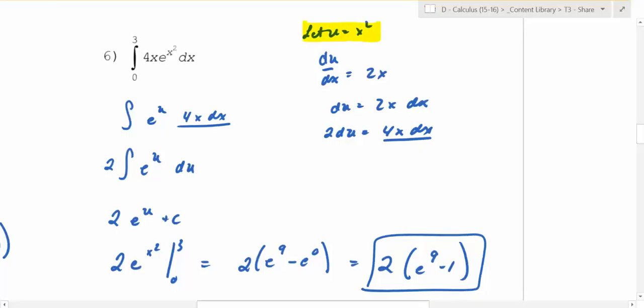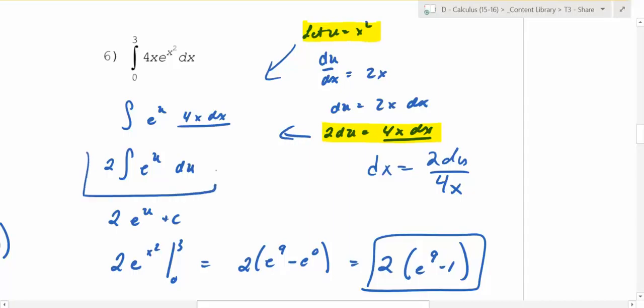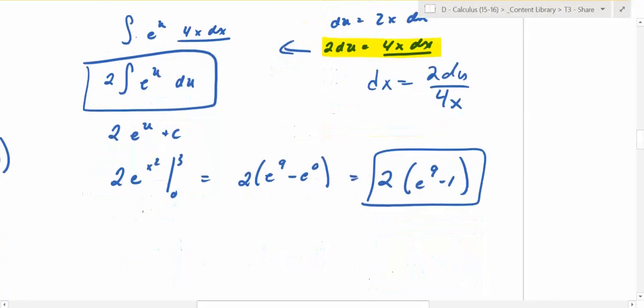x squared right there. And then you find out that 2 du is equal to 4 dx. So we liked writing it as dx is equal to 2 du over 4x. So you do that substitution, and you end up with 2 times e to the u du. So the integral of that is 2 e to the u plus c. Plug everything in, and you end up with that.